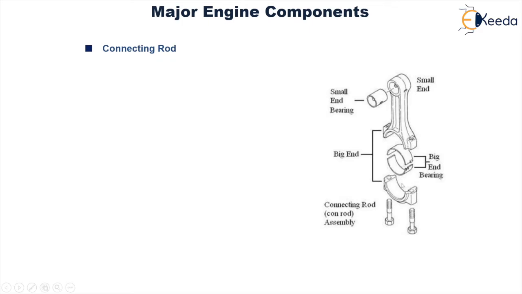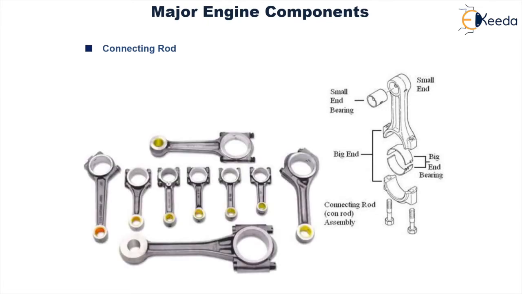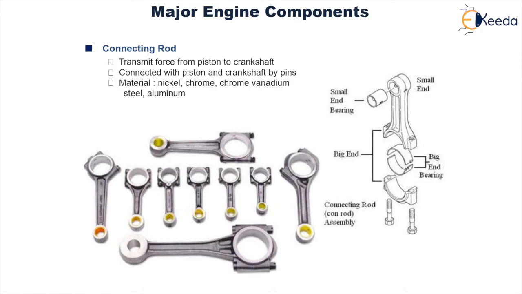This is an example of a split type of connecting rod. A connecting rod may also be in the form of a single one-piece component. These are different examples of a connecting rod. It transmits force from the piston to the crankshaft. It is connected with the piston and the crankshaft by means of the piston pin or gudgeon pin and crank pin respectively, and of course by needle roller bearings. The material used is nickel, chrome, vanadium steel, or aluminium, and the method of manufacturing is forging.